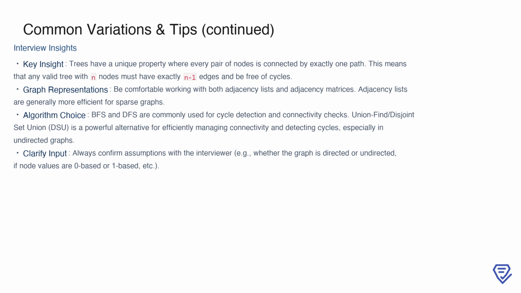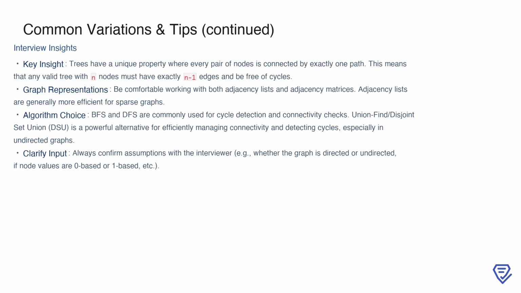Understanding the unique properties of trees is crucial in interviews. One key property is that every tree connects any two nodes with exactly one path, which ensures the graph is both connected and acyclic. This is why a valid tree with n nodes always has exactly n-1 edges. To work efficiently, you should be comfortable using adjacency lists for sparse graphs and adjacency matrices for dense ones.